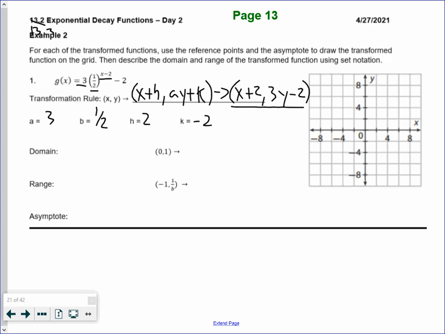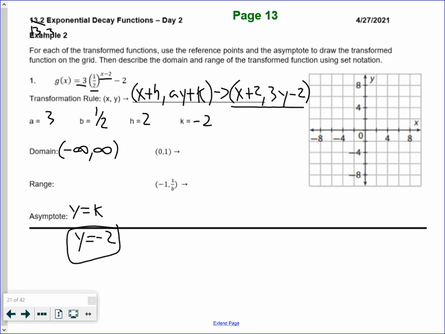So that's our transformation rule for this problem. Our domain, it's an exponential function, so it's still going to be all real numbers. So it's negative infinity to positive infinity. And before we find out our range, let's figure out our asymptote first. Our asymptote is always y equals k. So for this problem, our asymptote is y equals negative 2.